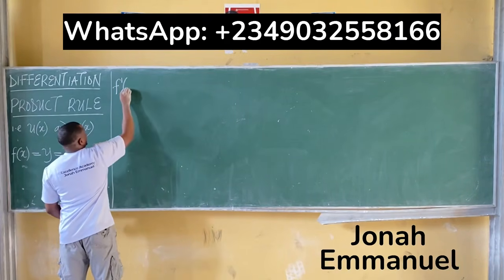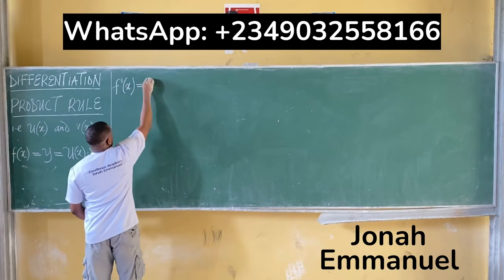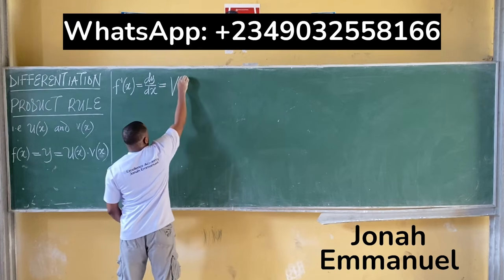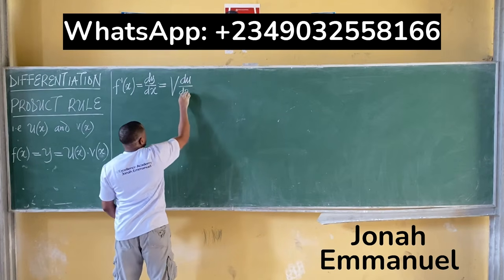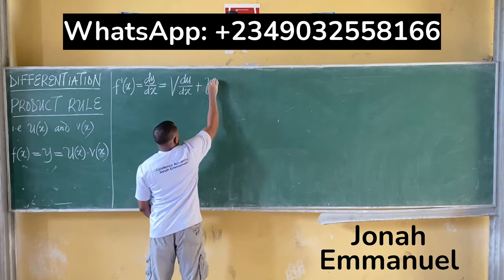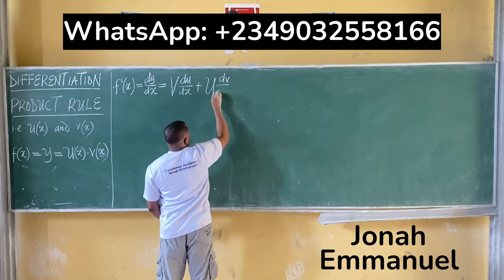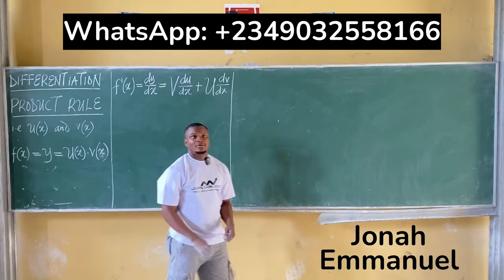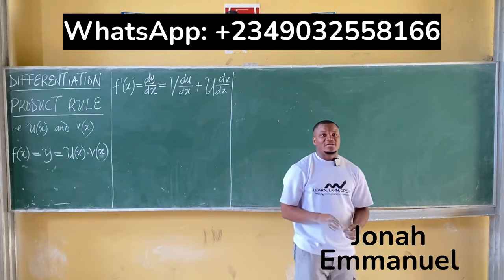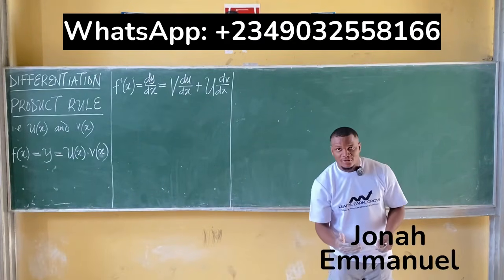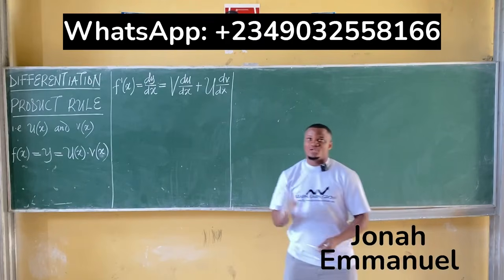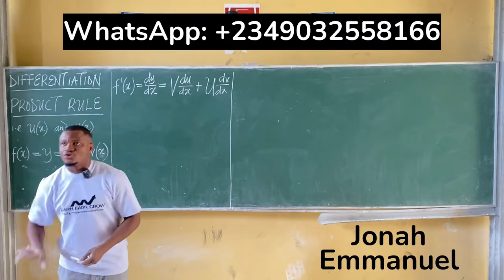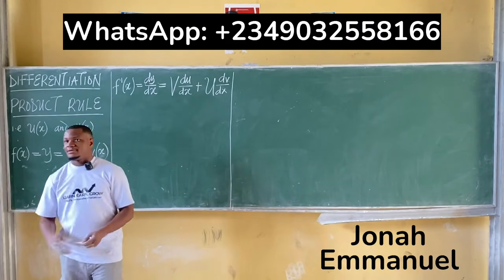The product rule formula states that f prime of x, that's the first derivative, is equal to dy dx, which is equal to v du over dx plus u dv over dx. That's your formula. All right. For chain rule, we said dy dx is equal to dy du times du dx. For product rule, dy dx is equal to v du dx plus u dv dx. That's it.